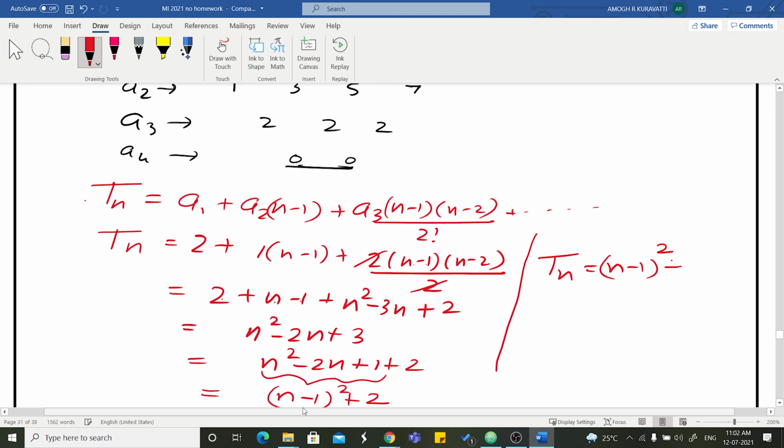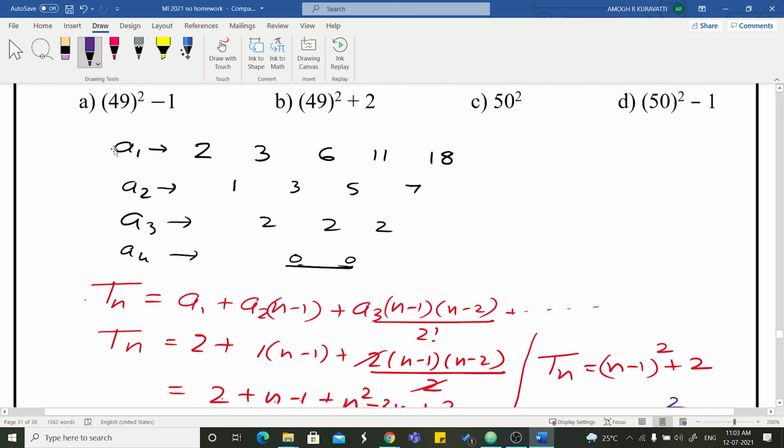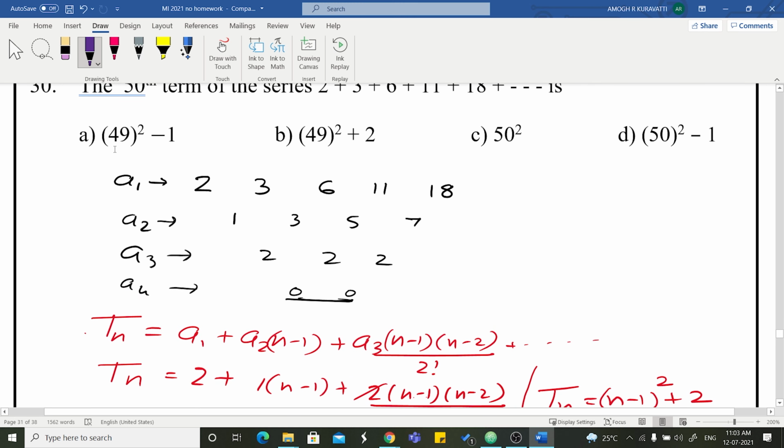T50 is equal to 50 minus 1 whole power 2 plus 2. 50 minus 1 is 49, whole power 2, plus 2. So the 50th term of the given series is 49 square plus 2. Which one is the right option? Option B is the right option. I hope it is clear.